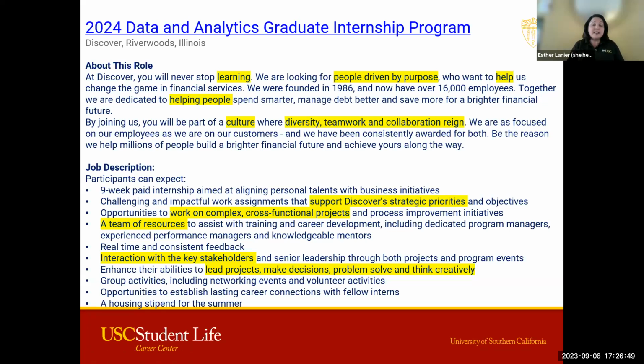when you start analyzing the description. Really just get into the space of the employer. They start giving you a lot of information right off the job description. Everything that you see here in yellow is what was really captivating me as I was reading. They're looking for someone that is people driven, helping people, who wants to be part of their culture, and obviously teamwork and collaboration. Then they get a lot more into the specifics of what the applicant can expect: support or drive Discover's strategic priorities, work on complex and cross-functional projects as a team, interact with key stakeholders, lead projects, make decisions, problem solve, and think creatively. All these things already give you a picture of what this employer is really after.